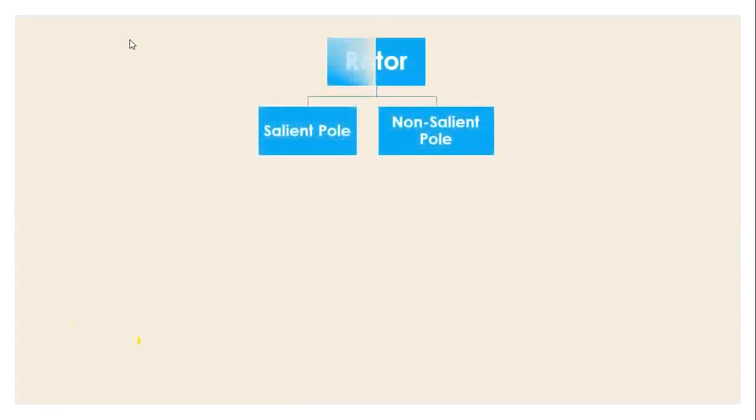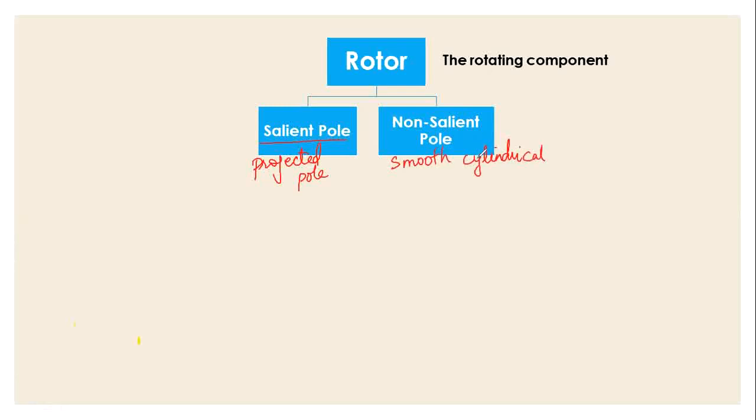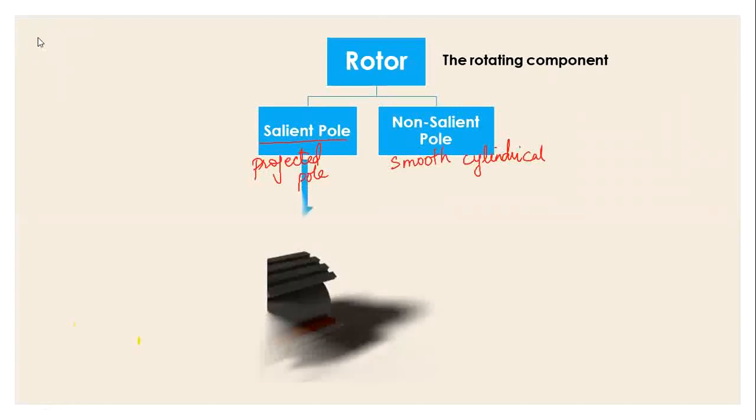The rotor, as you know, is the rotating part of the synchronous generator, and rotors are divided into two types. One is called salient pole, also called projected pole type rotor, and the other is called non-salient pole, also called smooth cylindrical type. These are the two different types from the construction point of view, and we will also see the difference between these two, and where we use salient pole and where we use non-salient pole. So first let's see salient pole.